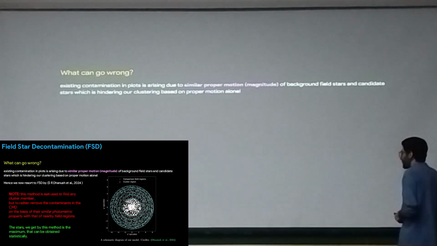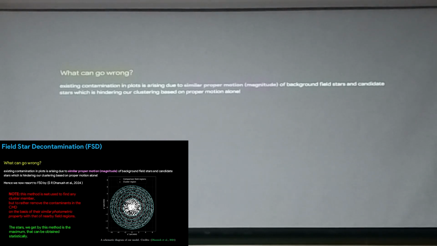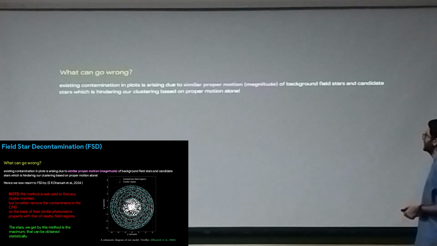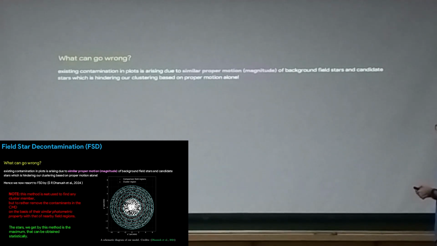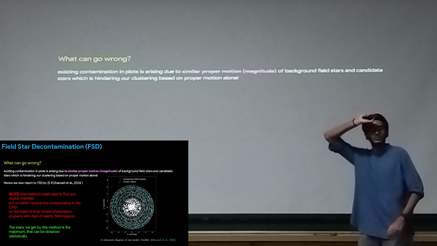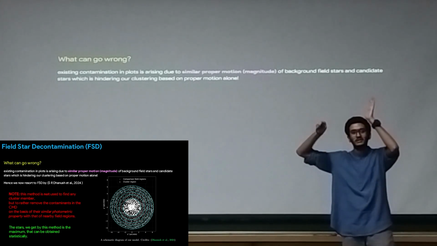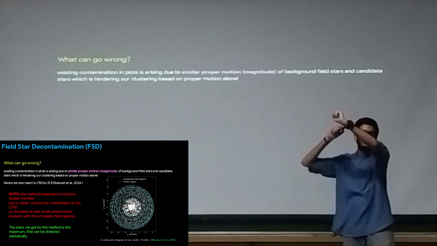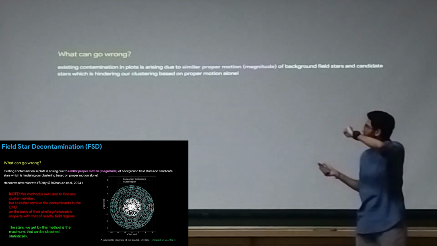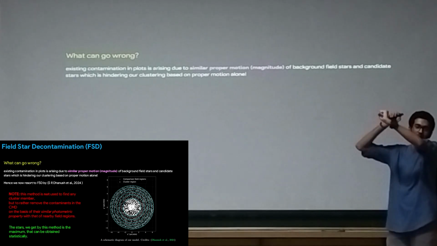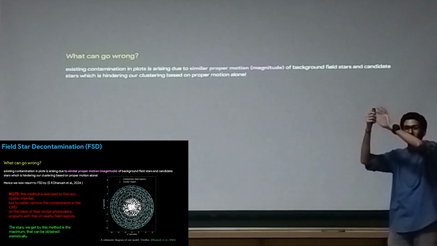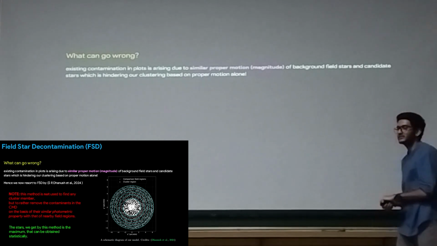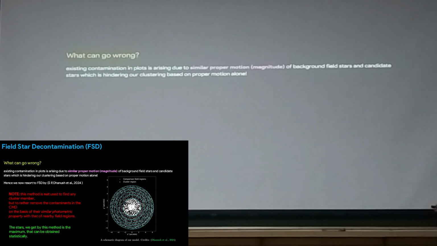What can go wrong? So we consider a possible explanation. The existing contamination of the plots is arising due to the similar proper motion magnitude of background field stars. Remember, in the beginning we did the proper motion based clustering, in which we excluded the foreground stars. Now it so happens that in this region the background stars also have the same proper motion as that of cluster stars. So they are coming together in the same data set, and they are eventually contaminating it. So how to remove it?